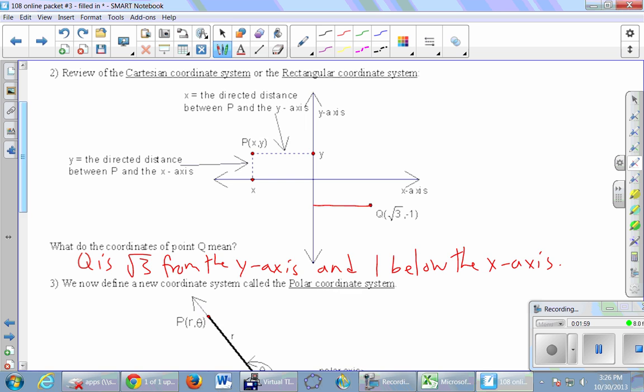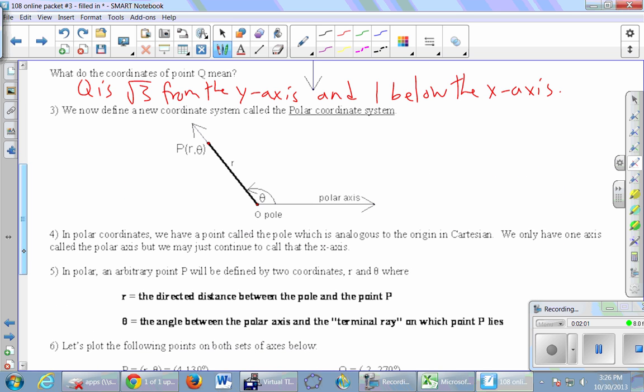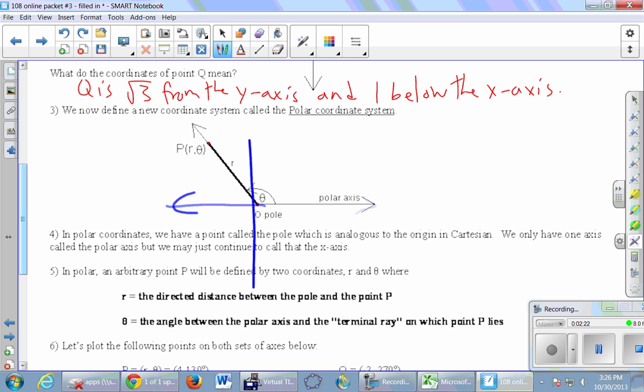Okay, so now we're going to describe a different way to talk about points. We now define a new coordinate system called the polar coordinate system. So the picture says it all. We no longer have x and y axes. We no longer have an origin. We now have something called the pole, and we'll still call that 0, but it's not 0, 0. It's just plain 0. We do have the positive x-axis. We don't have the negative x-axis, and we don't have any y-axis. This guy right here is called the polar axis, so we're not going to call it the x-axis anymore.